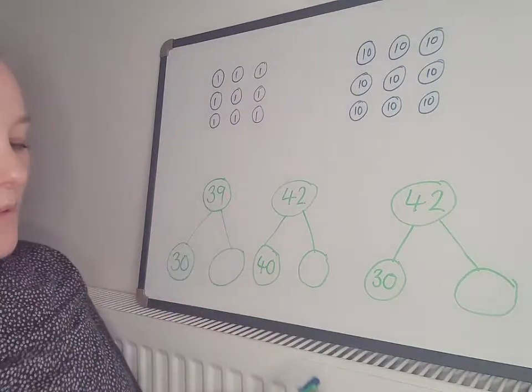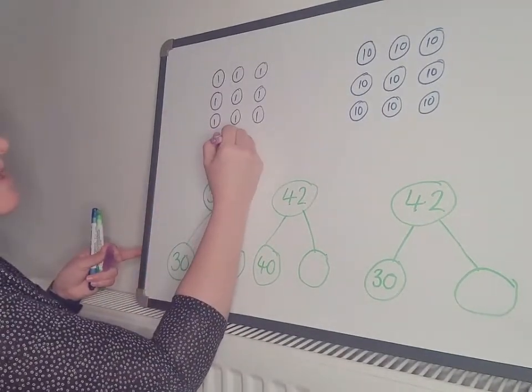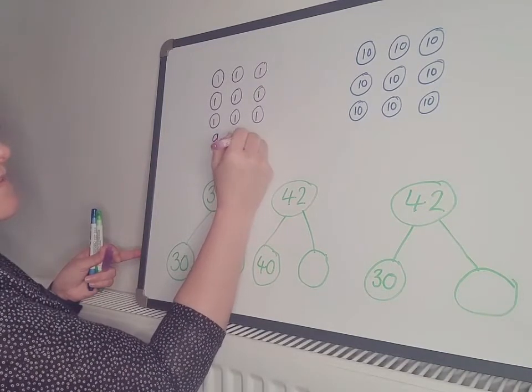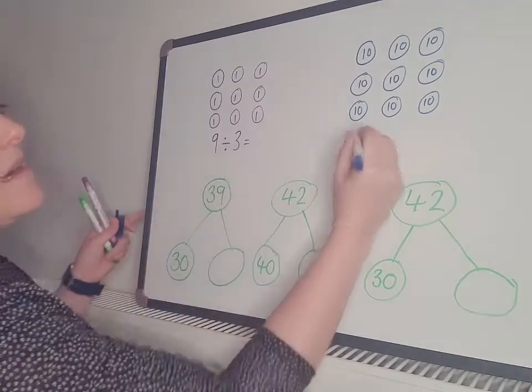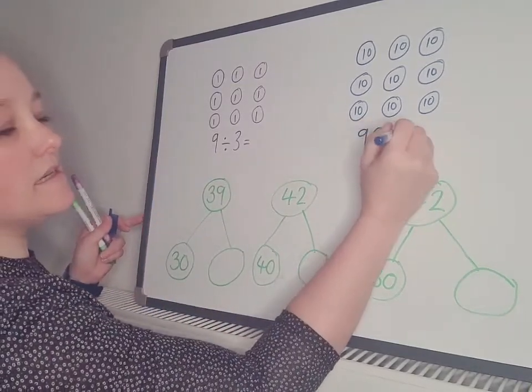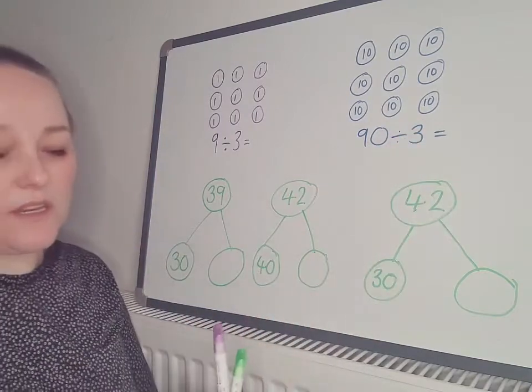So here we have got 9 divided by 3. Okay, so what does that equal? 3 equal groups. And here we've got 90 divided by 3. What does that equal? 3 equal groups.